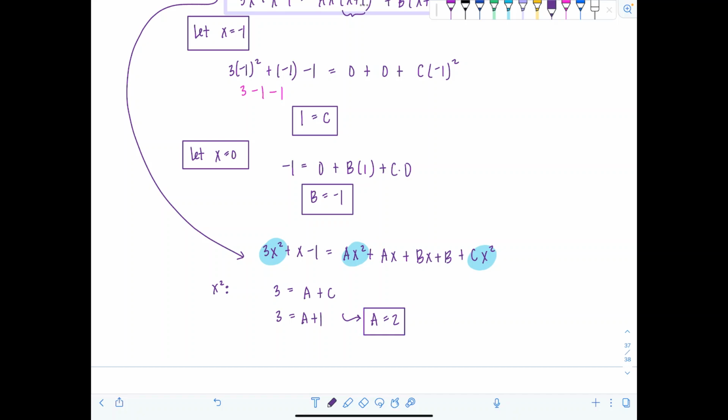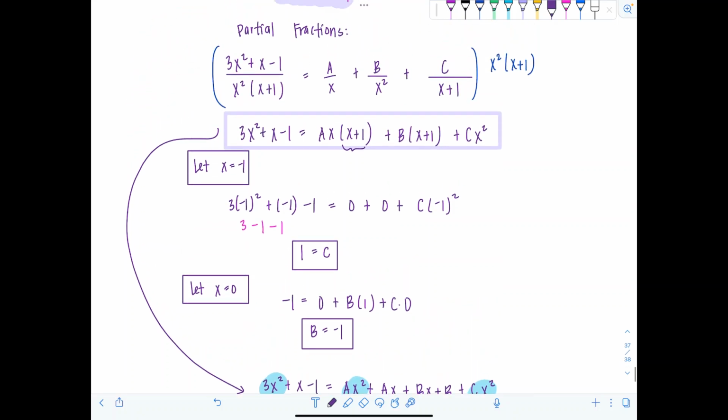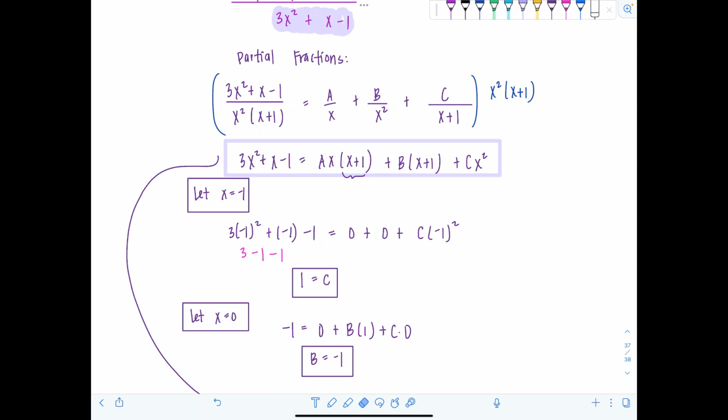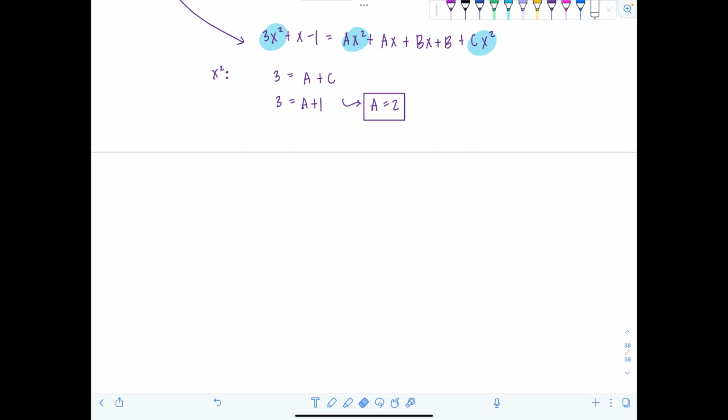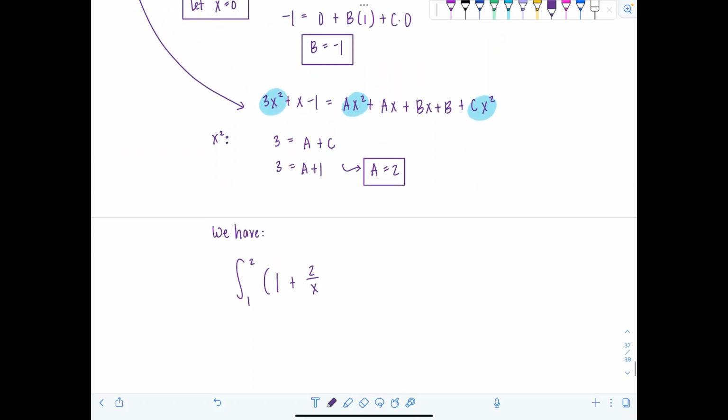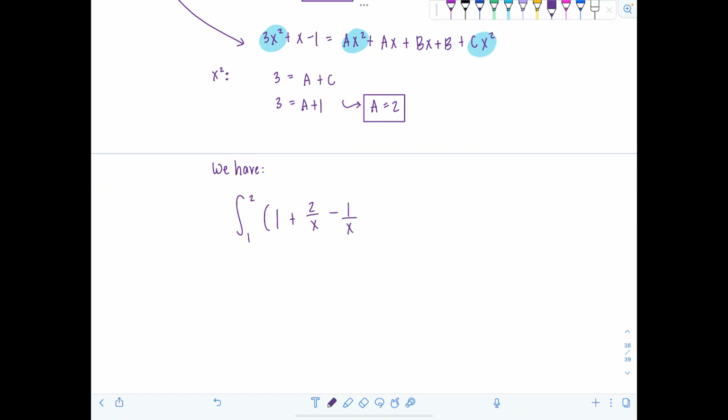Wonderful. So now we're in business. We've got a, b, and c. I'm going to substitute those in for the constants here in the partial fraction decomposition, and we can get back to our integral. So we have now, I'm just going to rewrite the whole definite integral from 1 to 2. Remember, we had a 1, and then a is 2, so 2 over x. B is negative 1, so I'll write minus 1 over x squared, and then c is positive 1. So plus 1 over x plus 1 dx.